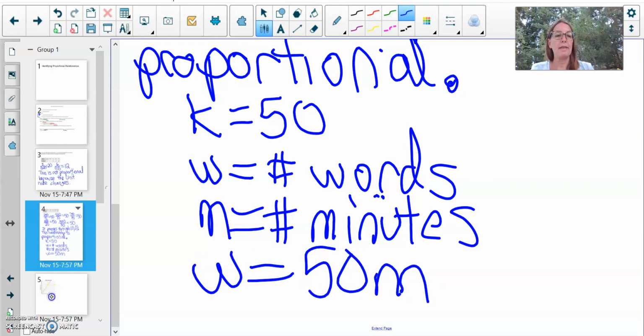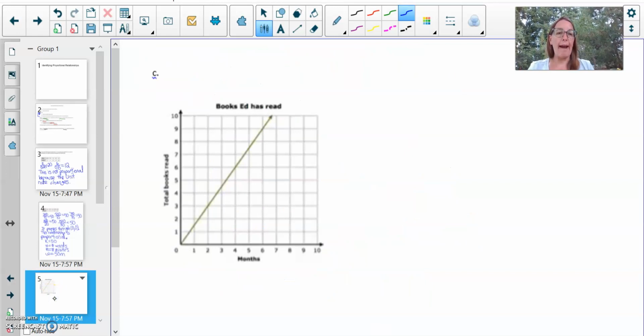Okay, looking at our next example, we have a graph. So there's two things I have to check. The graph is a line, which it is, it's a straight line. And the graph has to also go through the origin 0, 0, which this graph does. So this is proportional.